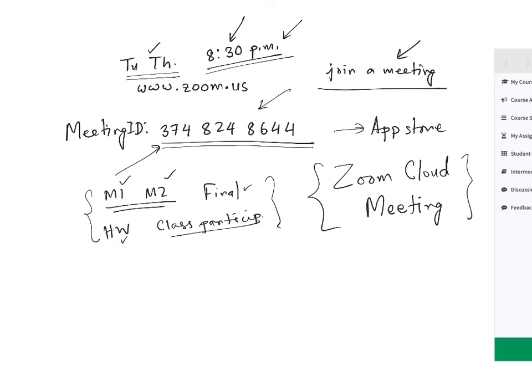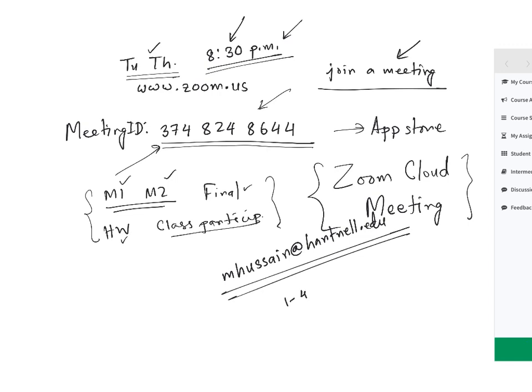If you have any question, please email me at mhossain@hartnell.edu. You can also send me a message or call me if it is something important at my cell, 1408-718-2901.